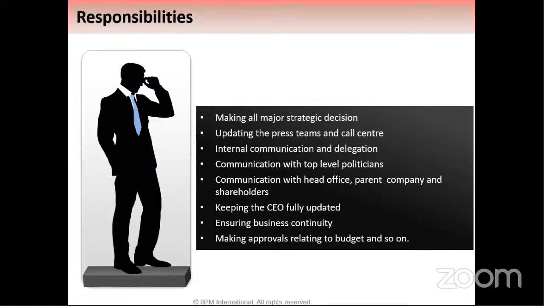And so one of the works of the crisis management team is to disseminate good and correct information as and when needed. Then internal communication and delegation, communication with top level politicians, communication with head office, parent company and shareholders. Then keeping the CEO fully updated, ensuring business continuity, then making approvals relating to budget and so on.